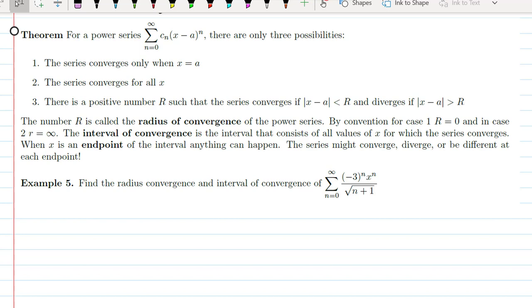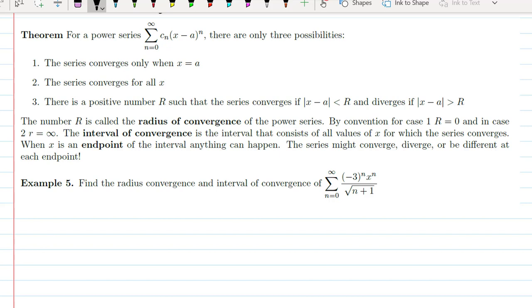So theorem: for a power series, sum from n equals 0 to infinity of Cn times (x minus a)^n, there are only three possibilities. And this is what we've seen in some of our examples. The series only converges when x equals a, so it converges only at its center. Or, as we just saw in the previous Try It that you did, the series converges for all x. Or the third possibility is there's a positive number r such that the series converges if the absolute value of x minus a is less than r and diverges if the absolute value of x minus a is greater than r.